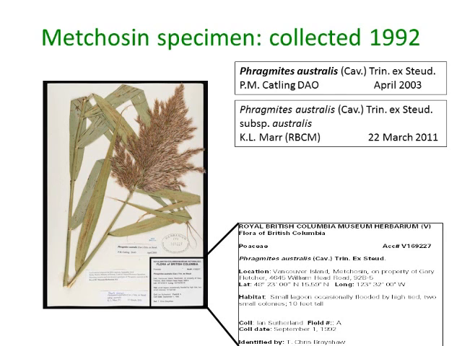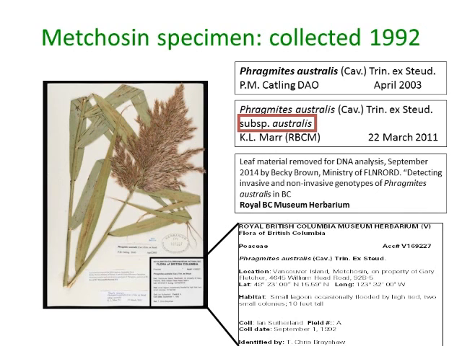And then in 2011, some guy named K.L. Marr, who had been asked by the web manager for E-Flora, said, okay, I think this is subspecies australis, which is the introduced European subspecies. So that prompted Becky Brown, the invasive species manager for the province, to go to the owner in Metchosin and say, we need to eradicate this plant from your property.